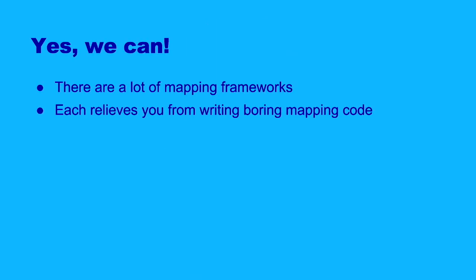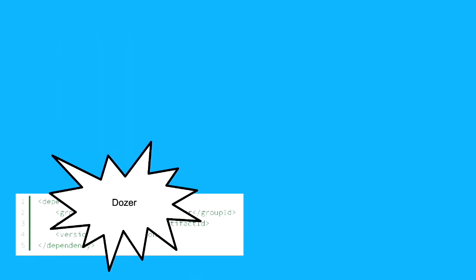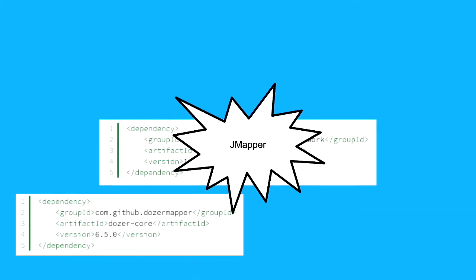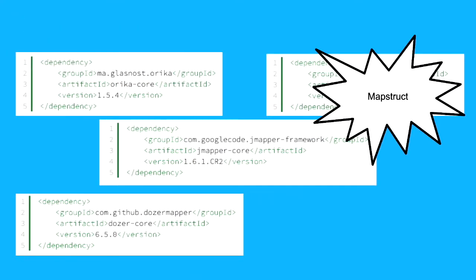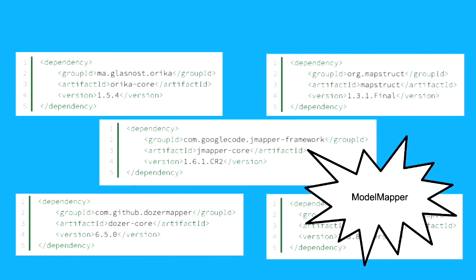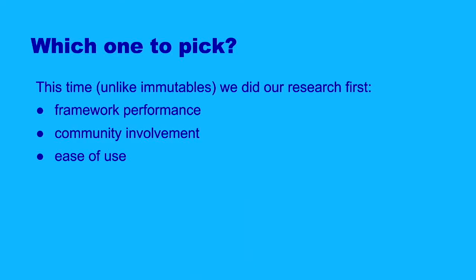Because there are actually a lot of mapping frameworks out there which can do just that, each one relieving you from the tedious task of writing this boring mapping code, because that's what it is, boring. So there's Dozer, there's JMapper, there's Orika, there's MapStruct, and there's ModelMapper. Now, the question is, which one of those is the best framework? Which one should you pick for your particular project? Well, it kind of depends on your requirements.